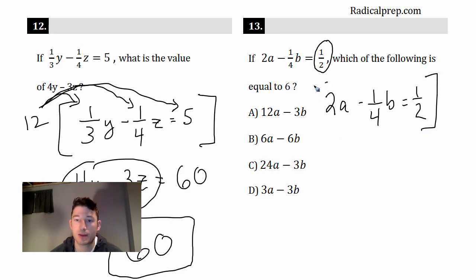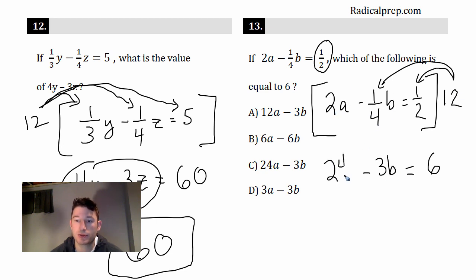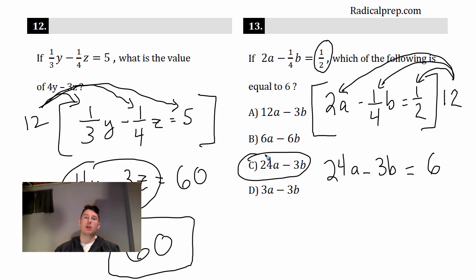I'm going to do the same thing. If I multiply everything by 12, what's 12 times a half? Well, that's 6. Now I got to do the rest. 12 times a fourth. So that's 12 over 4. That's going to be 3, and we have to put the b in there. 12 times 2a is 24a, right? I'm just multiplying that last one. So 24a minus 3b. Boom, you're done.